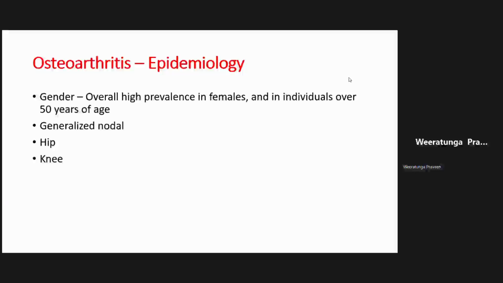Right. So the first few MCQs are on osteoarthritis. Now, the important points to know about osteoarthritis: number one, it's commoner in females and the incidence increases with age. There are three main types of osteoarthritis, based on the joint pattern. We classify osteoarthritis into three clinical types based on the joint involvement pattern: generalized nodal osteoarthritis, hip osteoarthritis, and knee osteoarthritis.